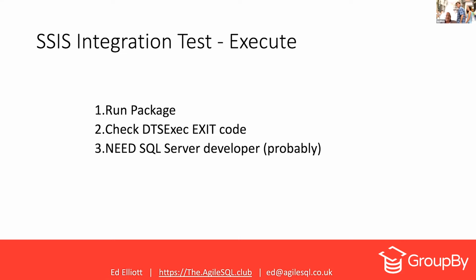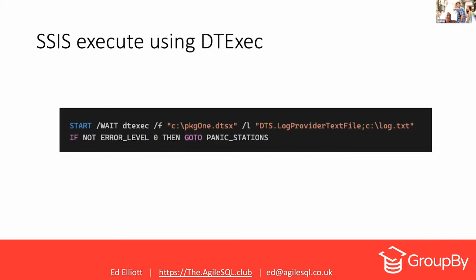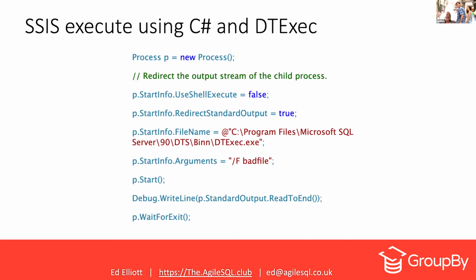We've got our data set up. We need to then execute something. Right, so we need to execute our process. So if it's DTExec, SSIS, we need to run DTExec, and we can do that just using the command line. We can do that using C#. We can do that using a mixture of C# and DTExec. I'm not sure why, but I always end up using this process of using C# to shell out to DTExec.